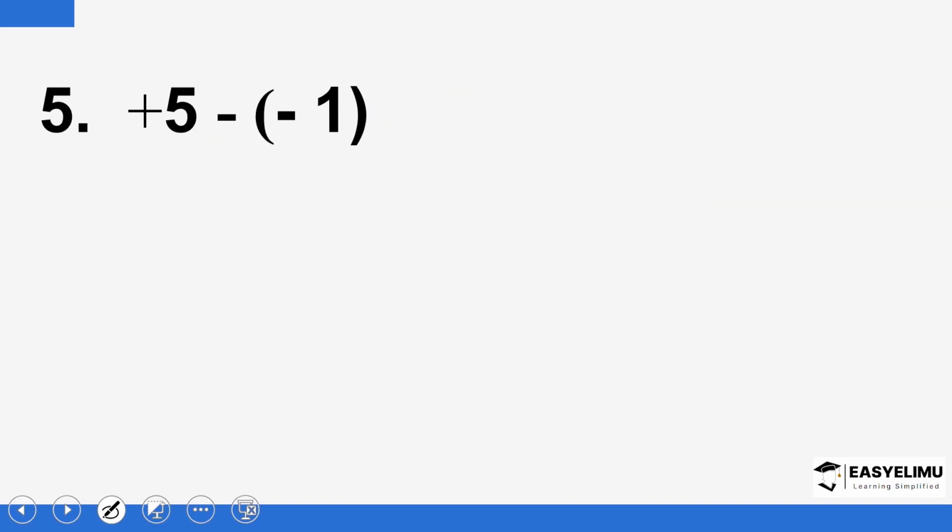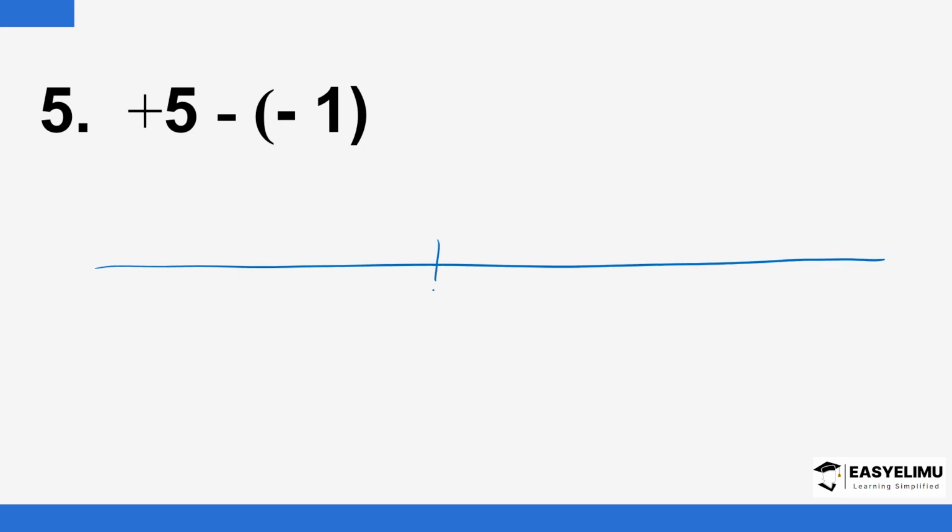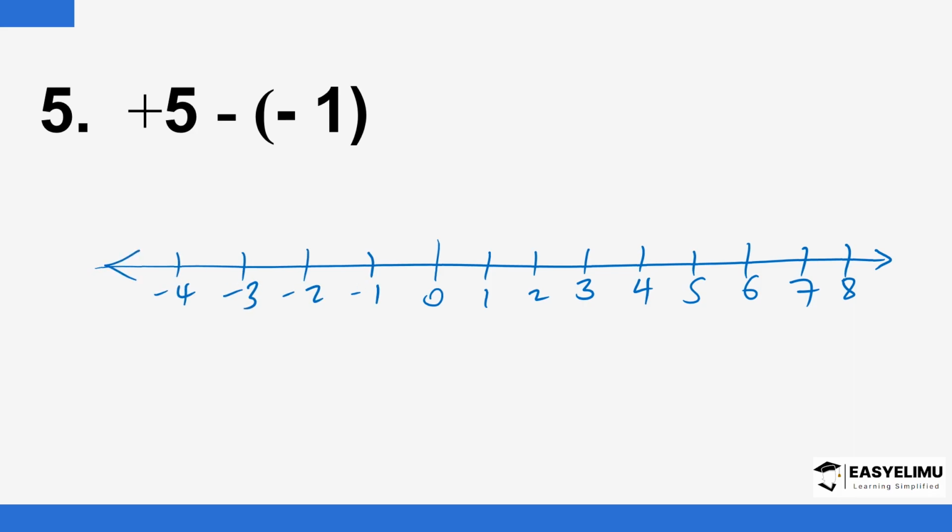Very, very important. The final one here is another one. You have to draw the number line. So the rule is that every time you have to draw the number line. So we have 0, 1, 2, 3, 4, 5, 6, 7, 8. We have -1, -2, -3, -4. So where we're starting from, +5. So mark it. That is where we are starting.